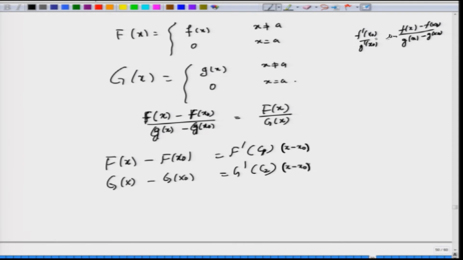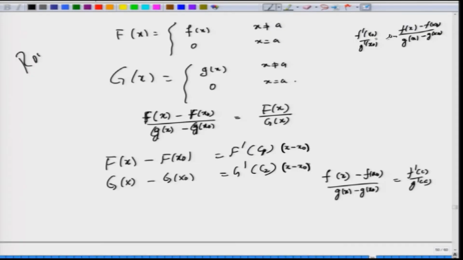The life would be easy if we get that in the mean value theorem, f of x minus f of x naught divided by g of x minus g of x naught is equal to f prime of c by g prime of c, with one uniform c. So that is our next important theorem.